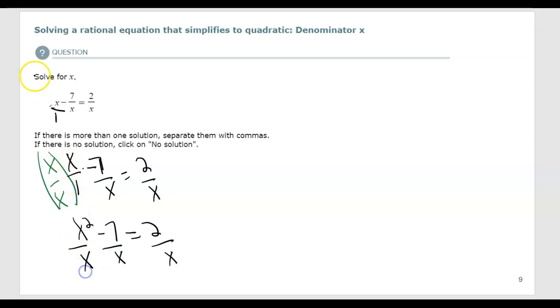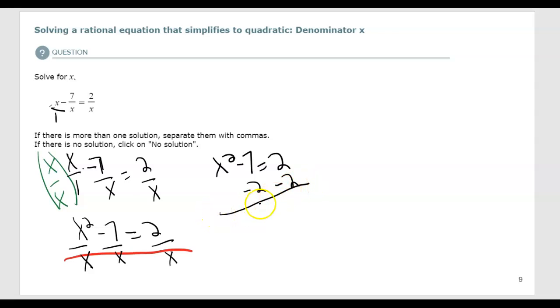And then once I have all the same denominators, cross them out and solve my numerators. So x squared minus 7 equals 2. There's a couple ways to think of this. If you added 7 to both sides, that's fine. I'm going to show us doing it with factoring just so we get more practice with factoring. x squared minus 9 equals 0.